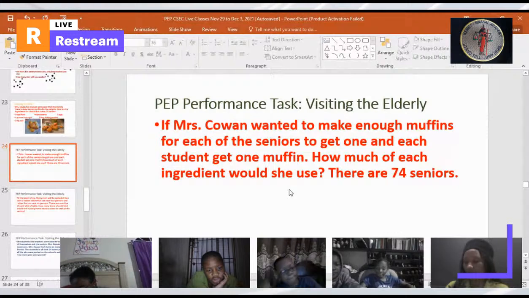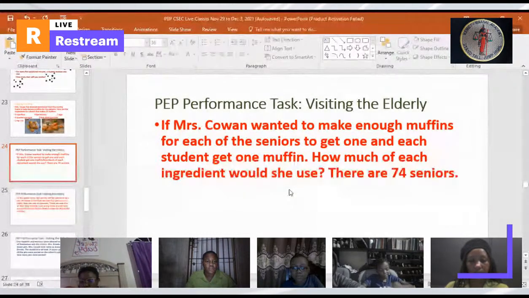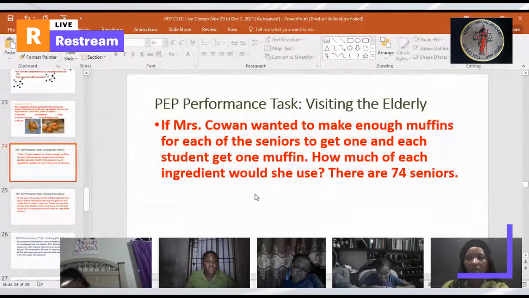Performance tasks. Visit the elderly. If Mrs. Cowan wanted to make enough muffins for each of the seniors to get one, and each student to get one muffin, how much of each ingredient would she use? There are 74 seniors.